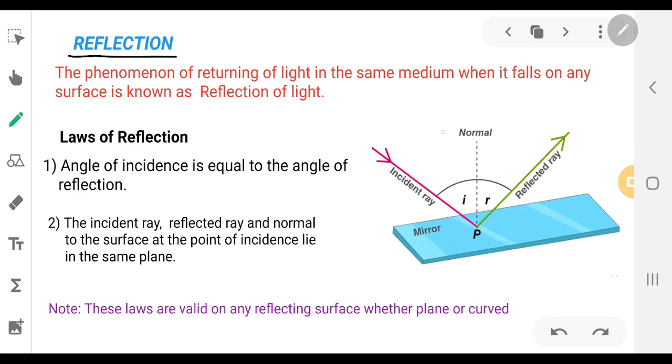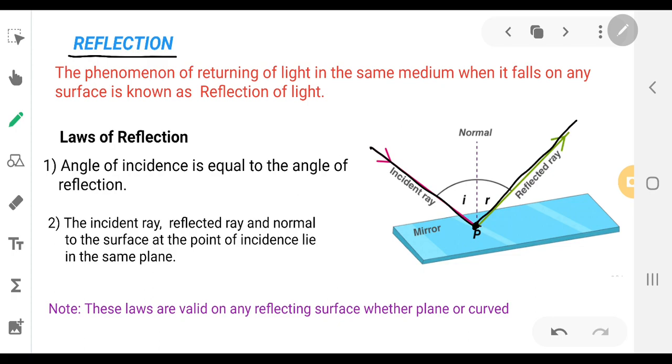The light which is falling on the surface is called the incident ray. After hitting the surface, the light which is returning is called the reflected ray. Now look at these two rays. The incident ray is meeting the surface at point P. That point P is called the point of incidence.